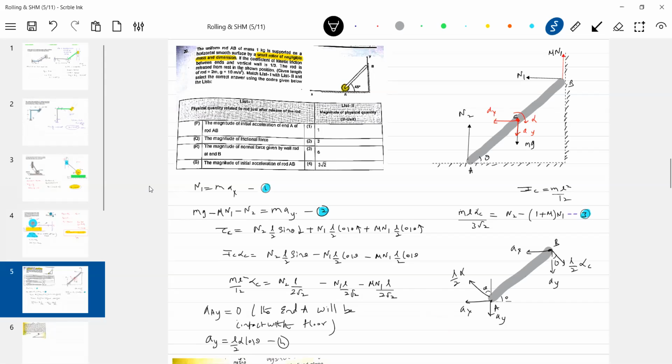Similarly, the end B will be in contact with the wall. So a_Bx must be 0. So what is the condition now? So ax should be equal to L by 2 alpha sine theta, only alpha. Okay, solving 1, 2, 3, 4, 5, we'll get the required answers.